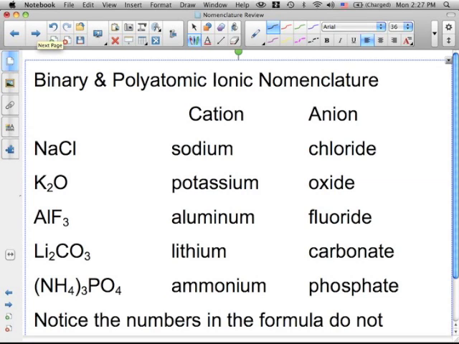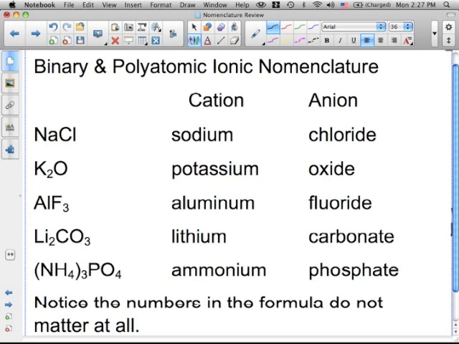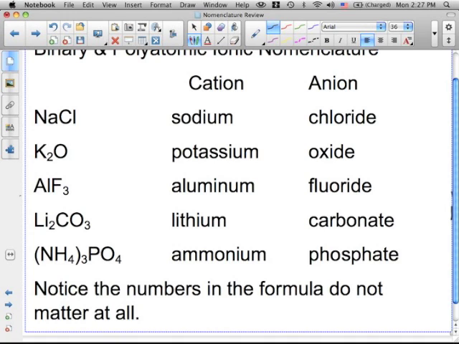Please notice that the numbers in the formula do not matter at all. When you have a binary ionic compound or an ionic compound with polyatomic ions in it, the numbers do not matter at all when it comes to naming the compound. The same is not true of other types of compounds, but for simple ionic, the numbers within the formula do not matter.